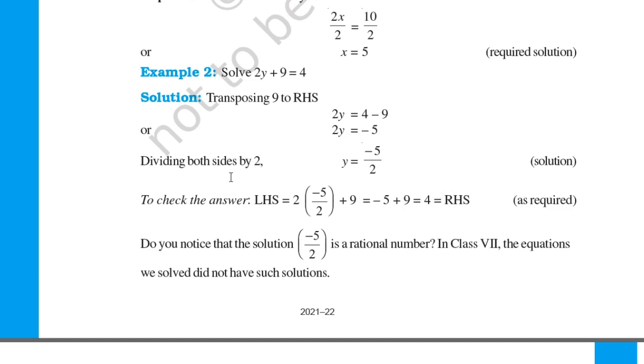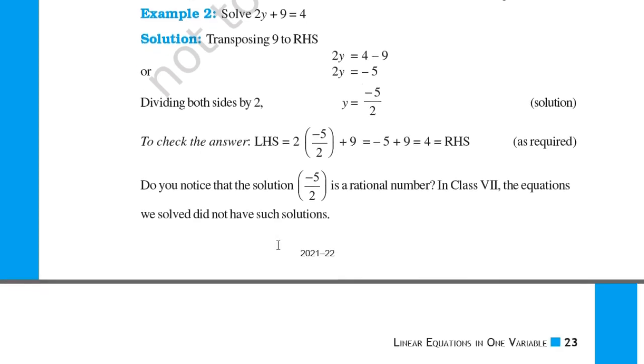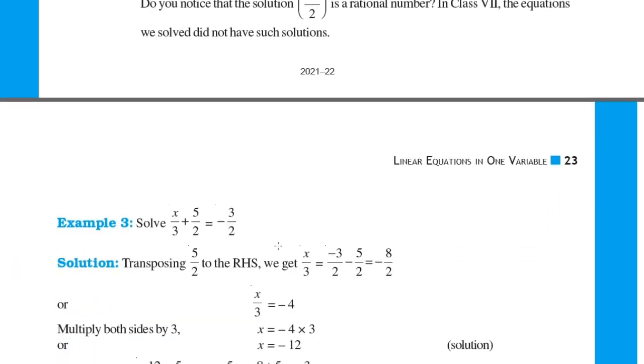Do you notice that the solution minus 5 by 2 is a rational number? In class 7, the equations we solved did not have any such solution. So we did not find such solutions in class 7.